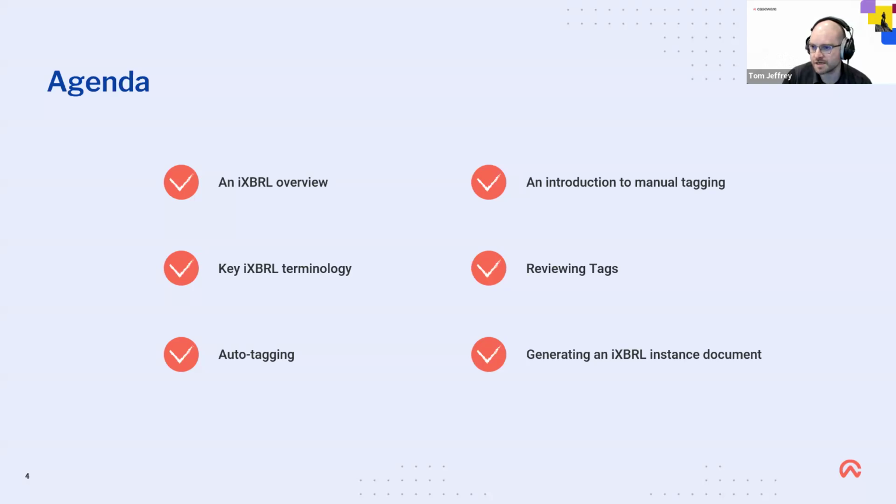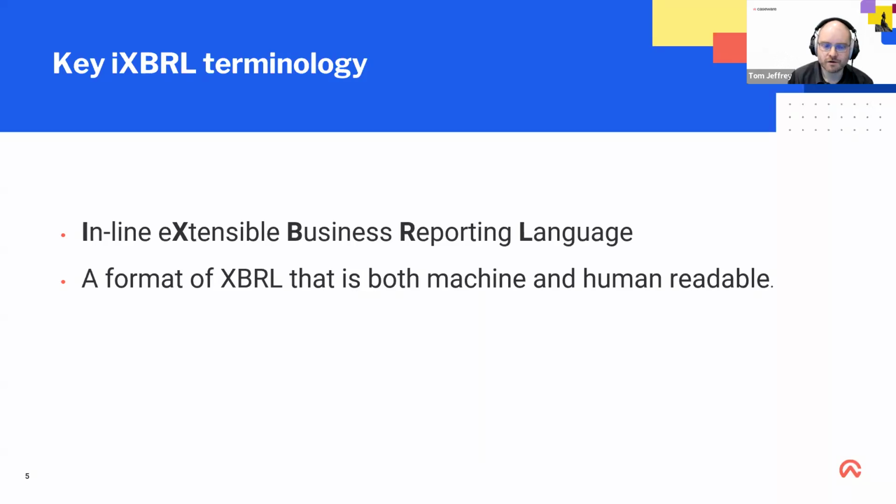So I have got some slides, not many slides, but I'm just going to very quickly go over some theory, and then we'll jump into a file. So iXBRL, if you're not aware, stands for Inline Extensible Business Reporting Language. Effectively it is a format of XBRL that is both machine and human readable, so that allows us to submit it electronically for it to be read by the systems, for example, Companies House system, HMRC, that kind of thing.